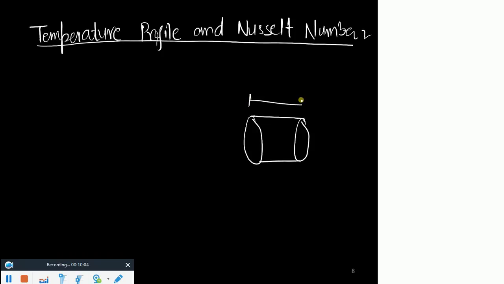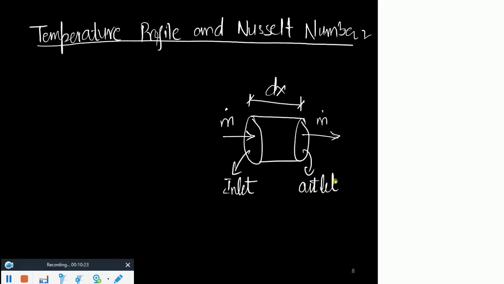So if you just look at that section, this is something which is dx. Let's say a flow is coming into this portion. Obviously it has certain m dot. The same m dot would be going outside it. So this is inlet. Let's say this is a small portion, and these two are just describing the inlet and the outlet section of this pipe.